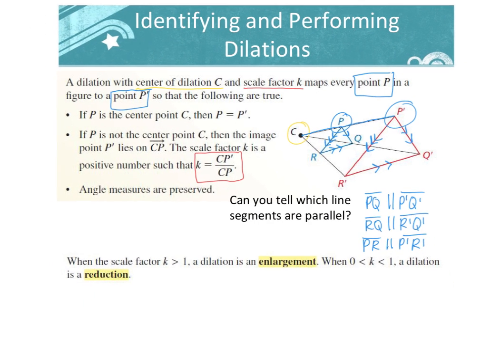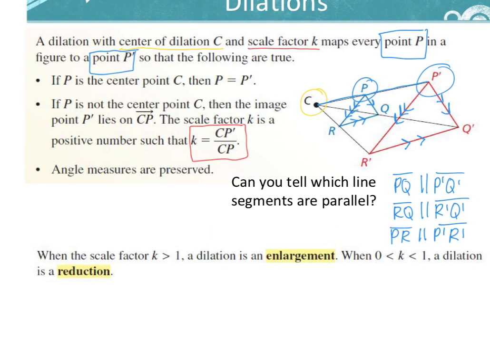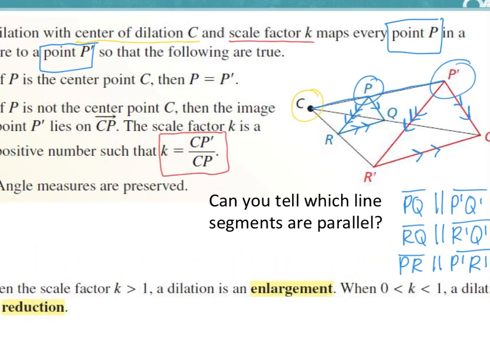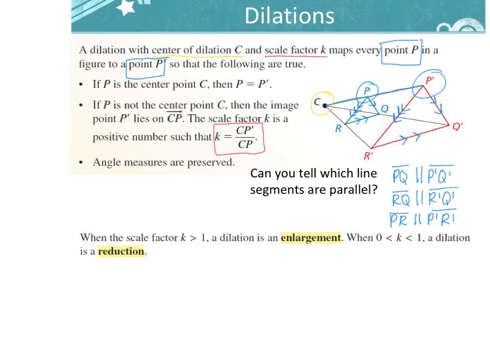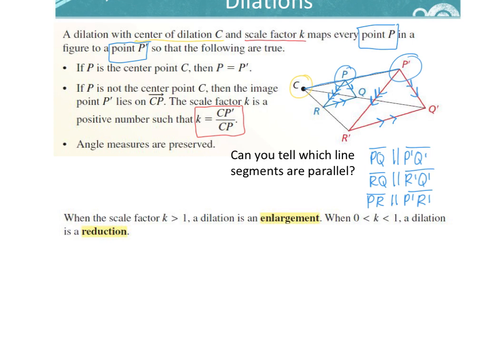Now, when our scale factor is greater than 1, this is what we are seeing right now. That's called an enlargement. So our image, P prime Q prime R prime, is going to be bigger than our original shape. So PQR increased in size to get to the red image. When K is in between 0 and 1, the dilation is called a reduction. And in that case, the image is going to shrink, okay? When it gets bigger, it's an enlargement. And when it's a reduction, we're shrinking.